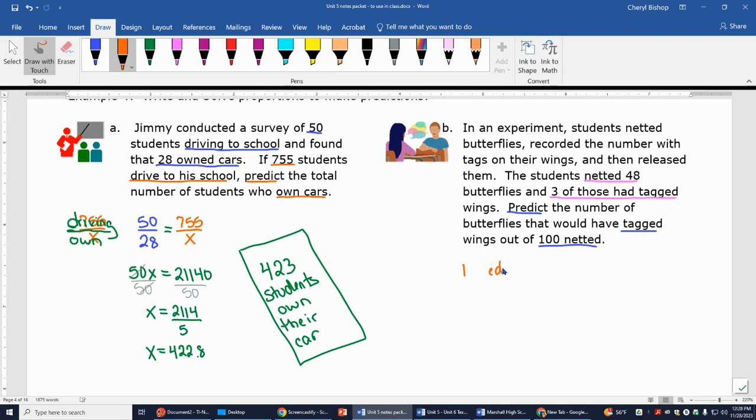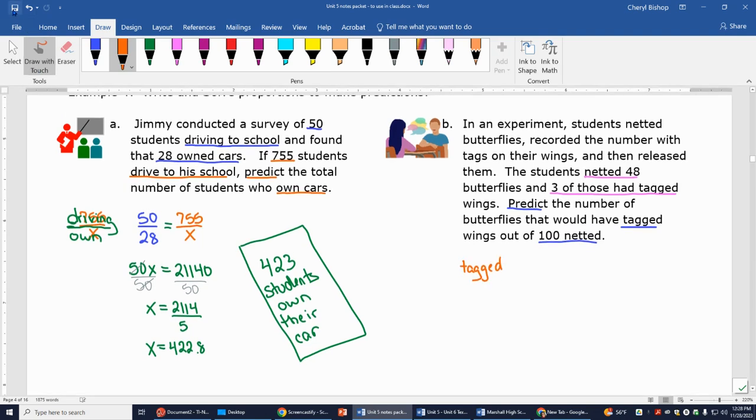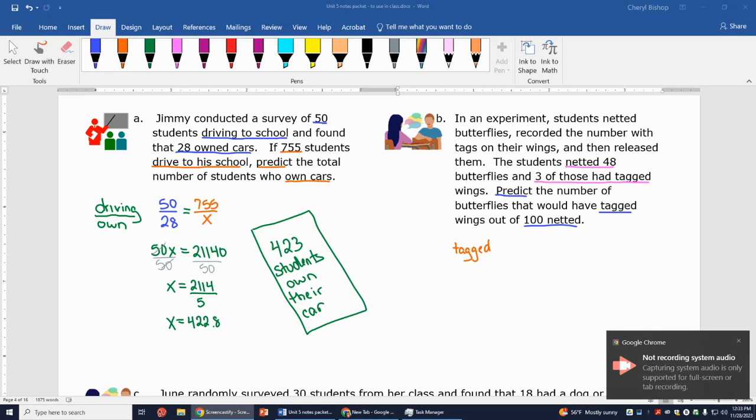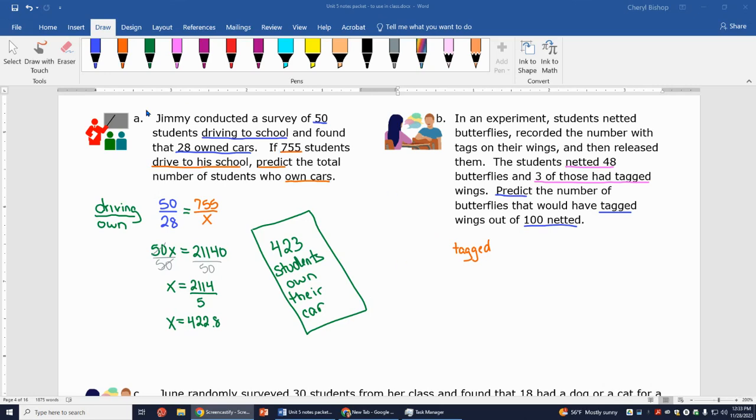I don't know where my letters are going. Let me try saving again. Sometimes that helps when my images start deleting. Be patient, please. Let's try it again. Okay, so I've got tagged, and we are looking at how many we've netted. Okay, I am back. I had to restart everything, so bear with the awkward transition there.